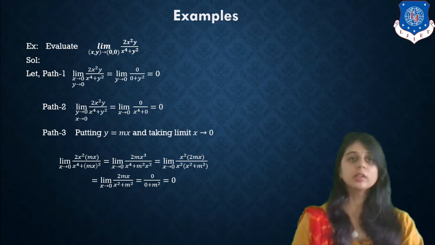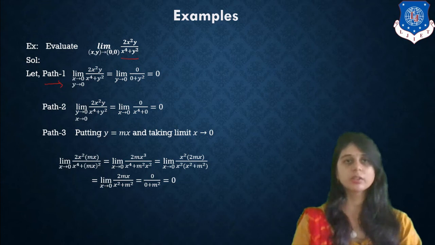Next example, limit as (x, y) tends to (0, 0) of 2x square y upon x raised to 4 plus y square. Now, path 1. What is path 1? First apply x tends to 0, then apply y tends to 0. If we apply x tends to 0, then we get 0 upon 0 plus y square. Okay, so it is 0.